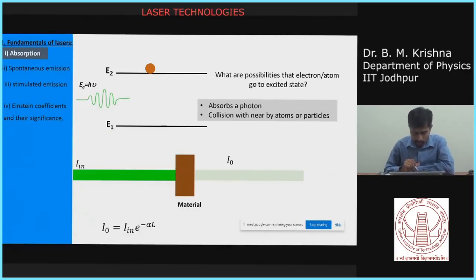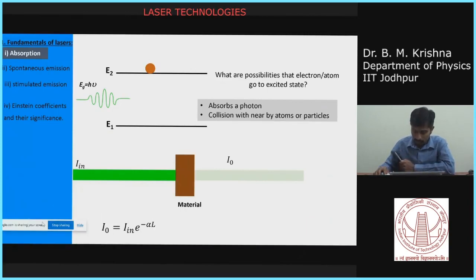So your output intensity is proportional to your input intensity, and also depends upon the length of the material and the internal property of the material. So I naught is nothing but I input times exponential e power minus alpha L.